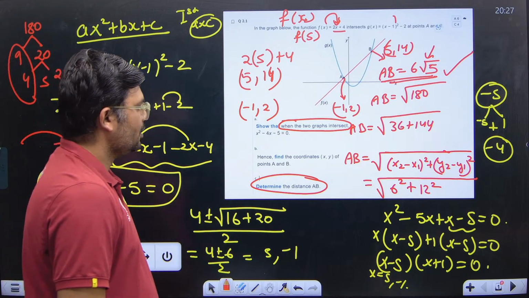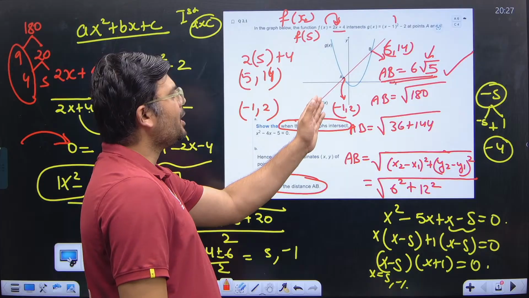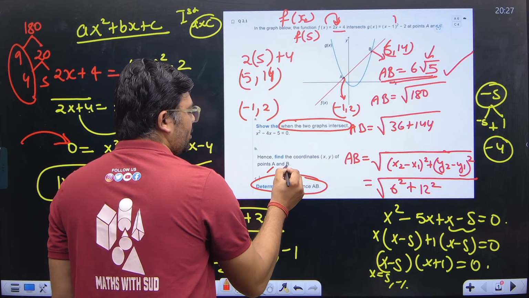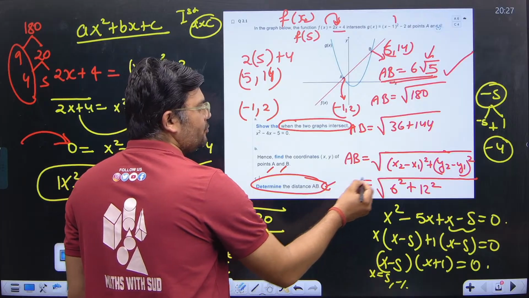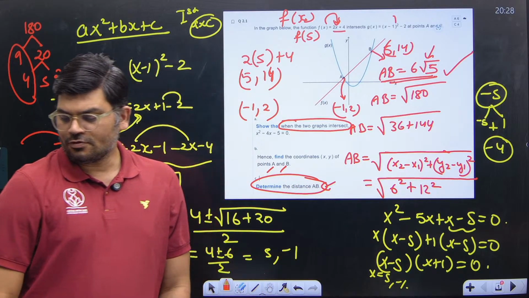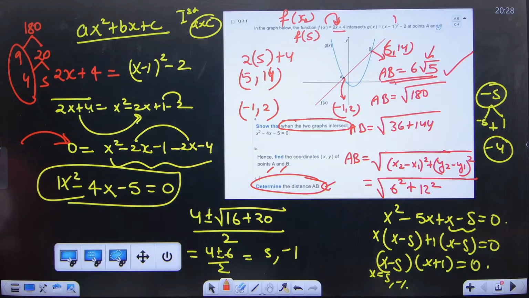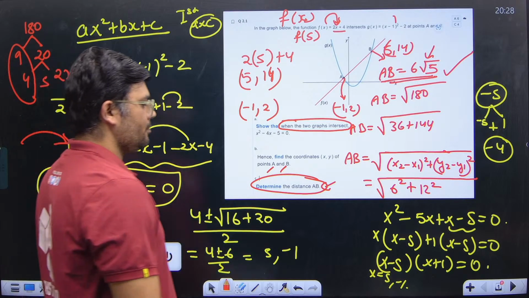Okay. Understood? After finding the corresponding value of y, you will mark those two points as A and B, and then you will find the distance using this formula. Distance formula is under root x2 minus x1 whole square plus y2 minus y1 whole square. Clear? Yes, sir. Understood? Yes. Okay. Sure? Yeah.